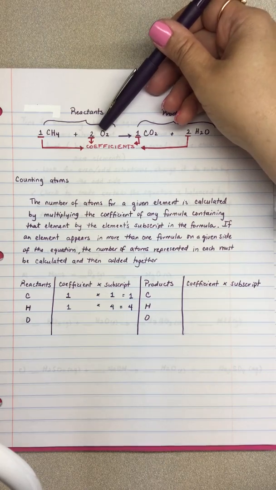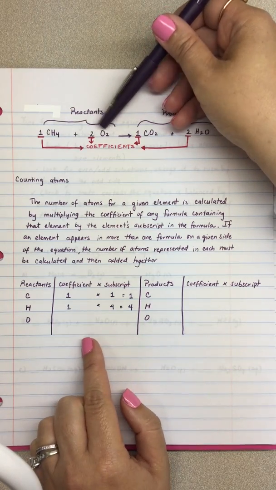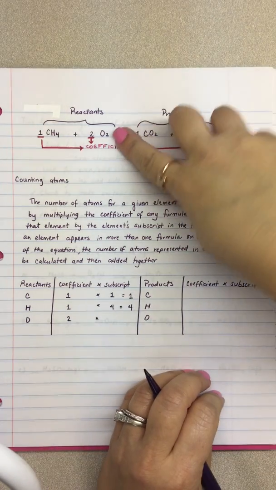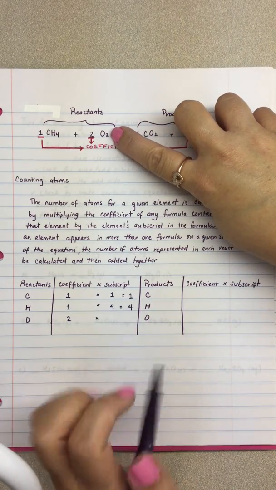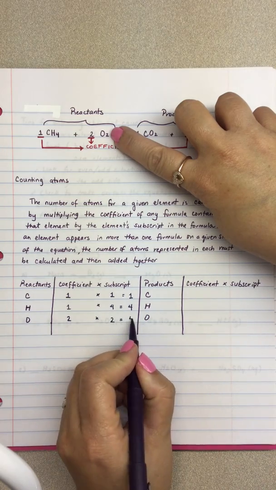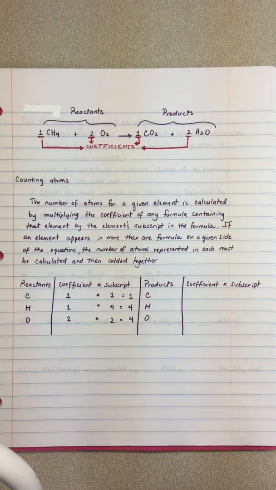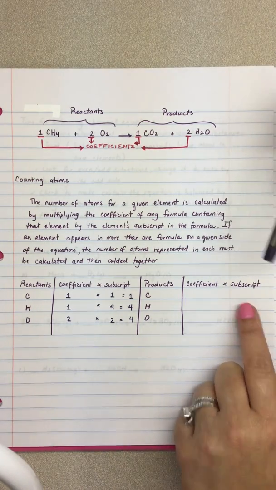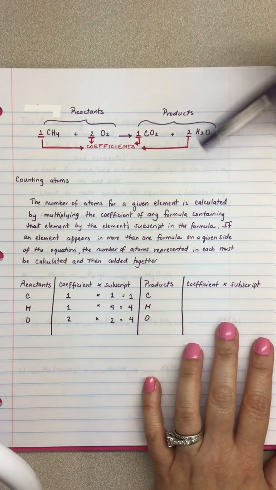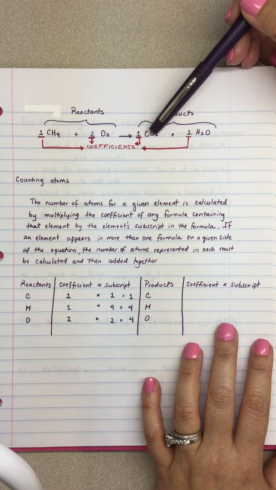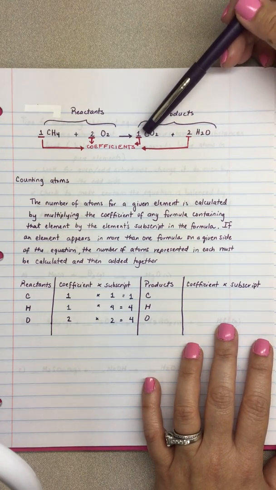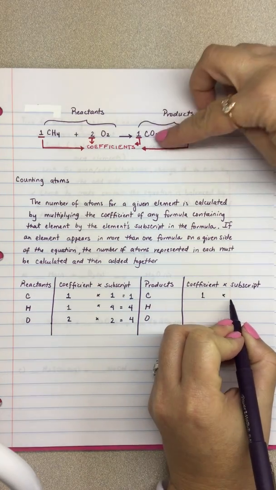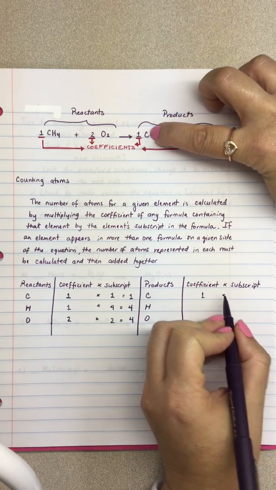And then we have oxygen here. The coefficient in front of your oxygen is 2, and your subscript is a 2 for this one. That's giving you a total of 4 oxygens. Now on your product side, I'm going to do the same thing. In front of CO2, where you have the carbon, you have a coefficient equal to 1, and the subscript for that carbon is also 1.